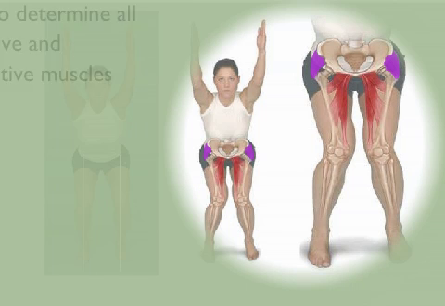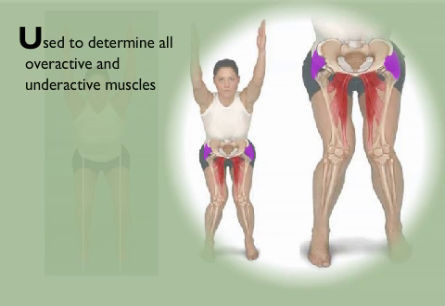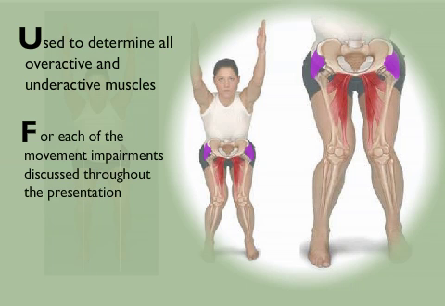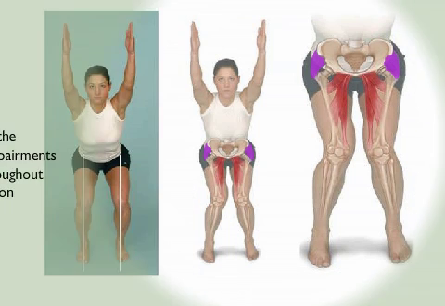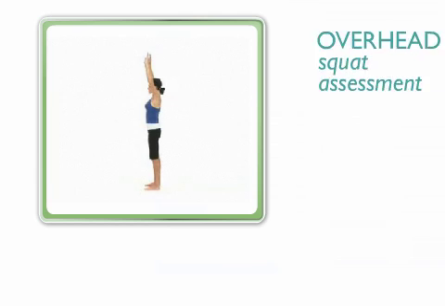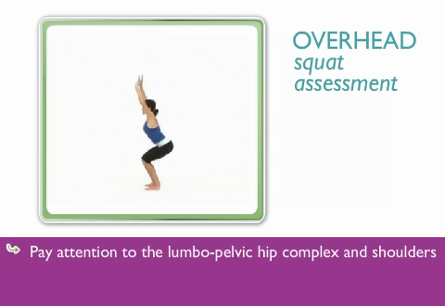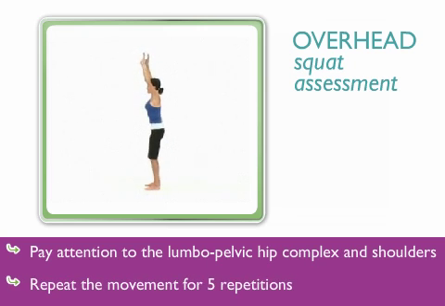This type of rationale was used to determine all overactive and underactive muscles for each of the movement impairments discussed throughout the presentation. From the lateral view, pay close attention to the lumbopelvic hip complex and shoulders. Like the anterior view, have the client repeat the movement for 5 repetitions.